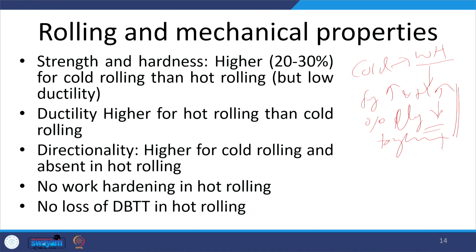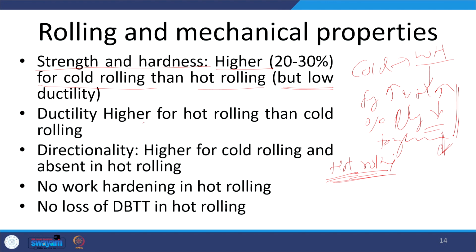But if we compare this with the hot rolling, the strength and the hardness and the ductility in terms of the hot rolling versus cold rolling, then we will find that hot rolling will be offering lower strength and the lower hardness as compared to the cold rolling, but the ductility of the hot rolled components will be much higher than the cold rolled ones. Okay. So, as far as the strength and hardness is concerned, the higher strength and hardness is realized through the cold rolling than the hot rolling. Okay. But the ductility of the cold rolled components is lesser.